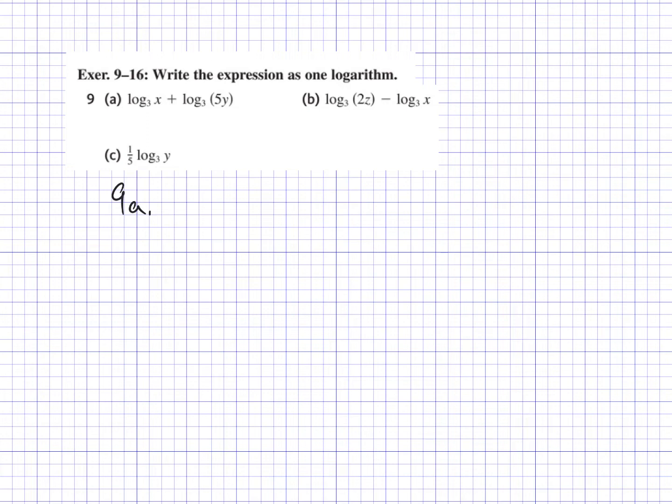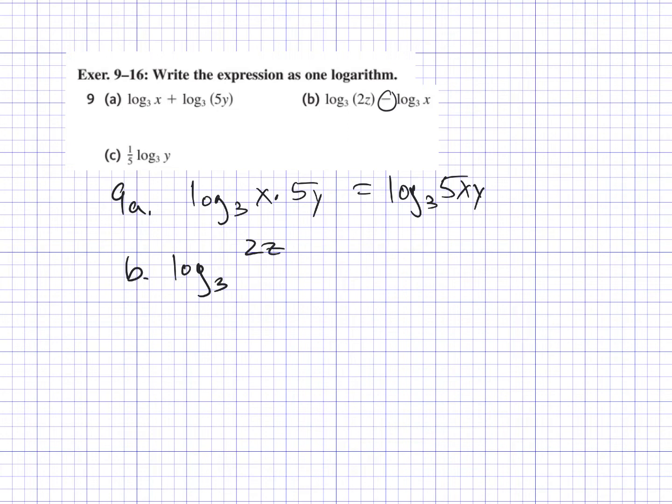9a. Now we're going to put these together. So log base 3 of x times 5y. All right, so that answer would be log base 3 of 5xy. Okay, now b, this is a subtraction, so it's log base 3 of 2z over x. And that's the final answer. And c, we have a number out in front, so that's log base 3 of y to the 1/5, which is the 5th root of y to the 1st.